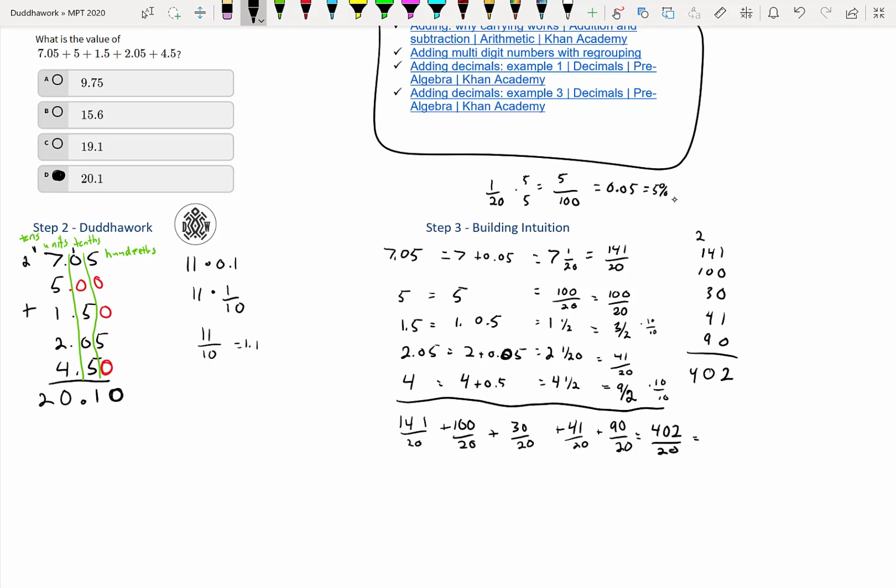And I can rewrite this as 400 over 20 plus 2 over 20. And 400 over 20, you can divide 40 by 2. So it would be 20 plus 1/10, or 20.1, which is the same as this final answer, 20.1 and 20.1.